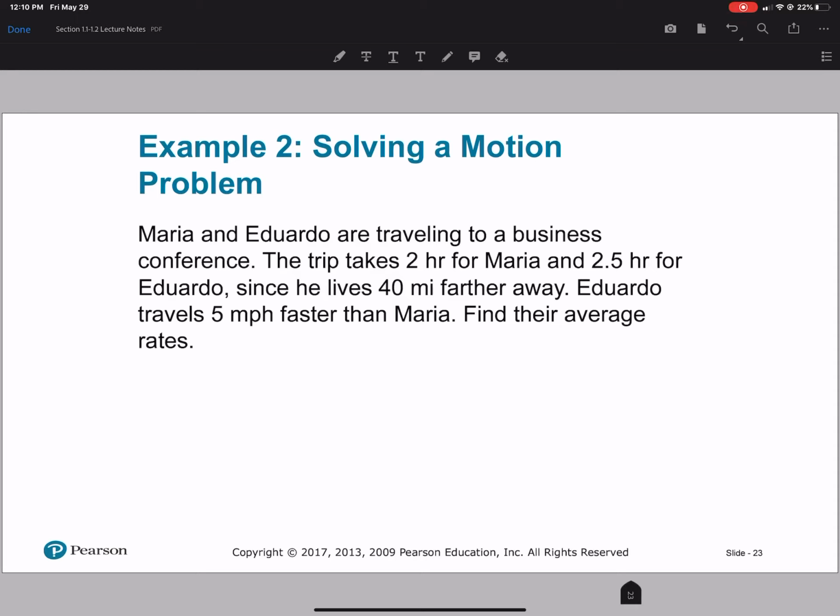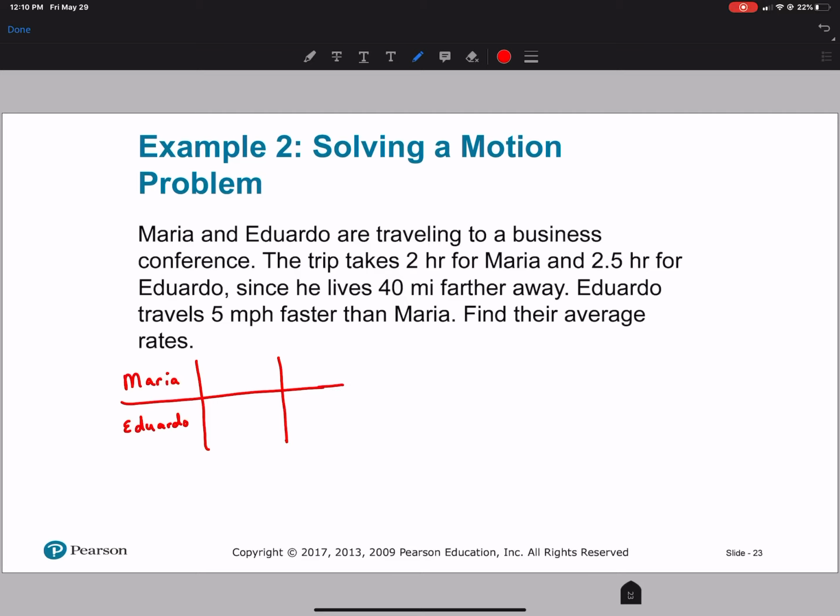So if we were to look at Maria's, and then Eduardo's, I'm gonna make a little chart. Her rate is x, and his rate is x plus 5, because he's going 5 miles per hour faster. Her time is 2 hours, his time is 2.5 hours. Now the distance would just be the rate times the time, so it'd be 2x, and then this would be 2.5 times x plus 5.